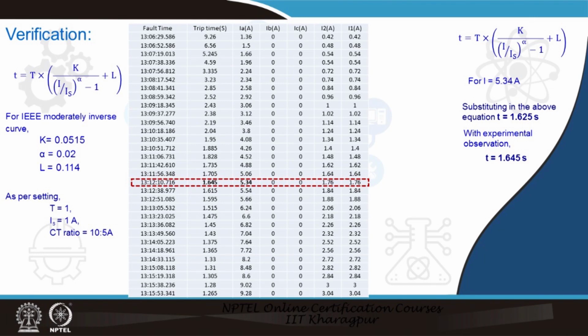The CT ratio happens to be 10:5. So, we have a 5 ampere CT secondary current, and the current is being downscaled by a factor of 2 from primary to secondary.